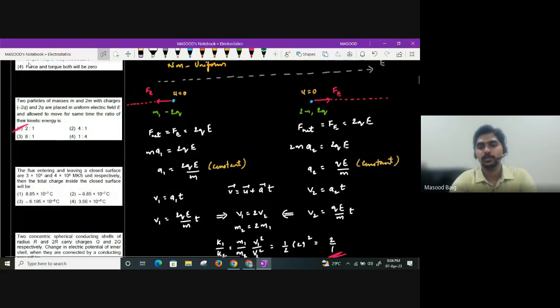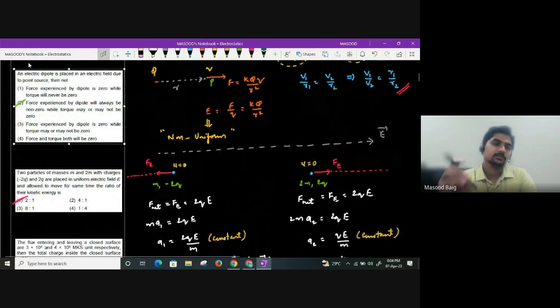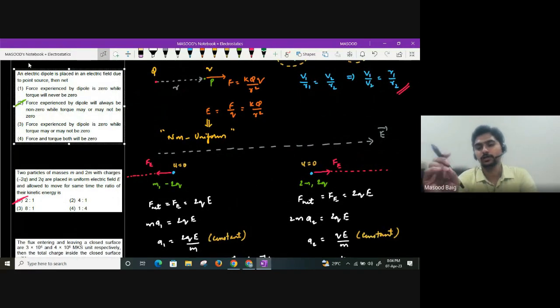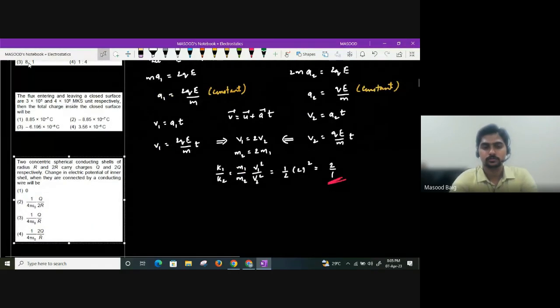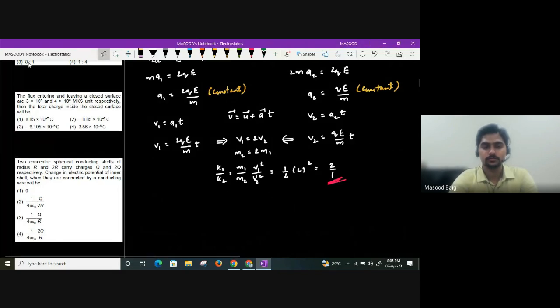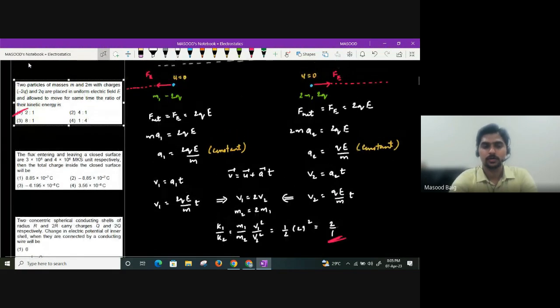What is the concept involved in this? Whenever a positive charge is placed in an external field, it will experience a force in the direction of the field. Whenever a negative charge is placed in an external field, it will experience a force opposite to the direction of the field. And in both the cases, these are unbalanced forces. They are going to give us the net force. So acceleration we have found out in both the charges, minus 2q and 2q, being accelerated for the same time, let us say t. So their ratio of kinetic energy they have asked, and we got it as 2 is to 1. I hope you have understood, all of you. Yes or no? I hope it is clear.